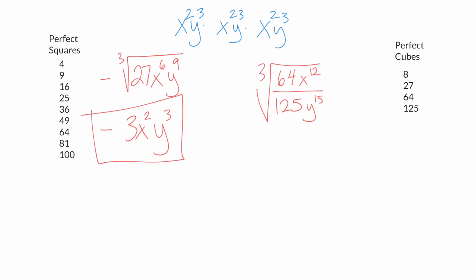All right, so what that would end up being, the cube root of 64 comes from 4 times 4 times 4, so it's going to be a 4. The x to the 12th, if I divide it up into 3 parts, would be an x to the 4th. My denominator, the cube root of 125, is 5 times 5 times 5, so that'd be a 5. And then a y, I have 15 of them, I've got to split them up into 3 parts, it's going to be a y to the 5th.